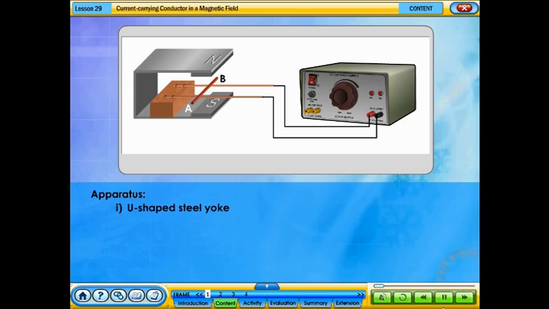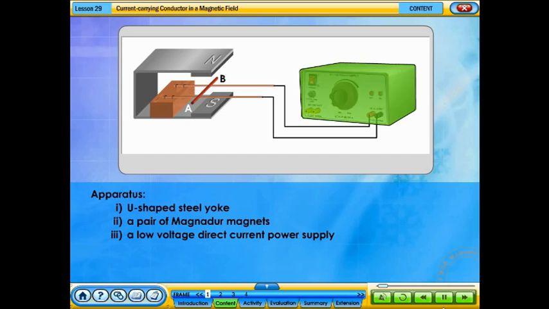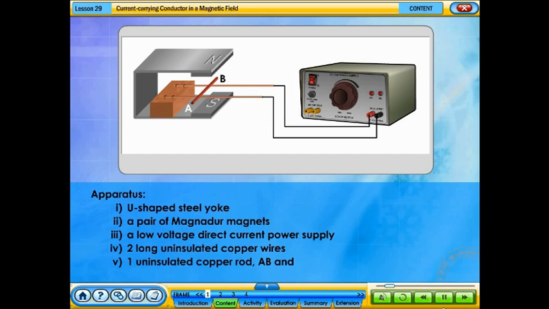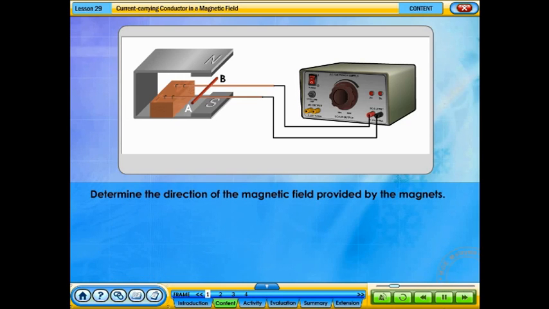A setup consisting of a U-shaped steel yoke with a pair of magnets, a low-voltage direct current power supply, two long uninsulated copper wires, one uninsulated copper rod, AB, and a wooden block has been arranged. Determine the direction of the magnetic field provided by the magnets. The magnetic field is from the north to the south pole. In the setup, the direction of the magnetic field is downwards.